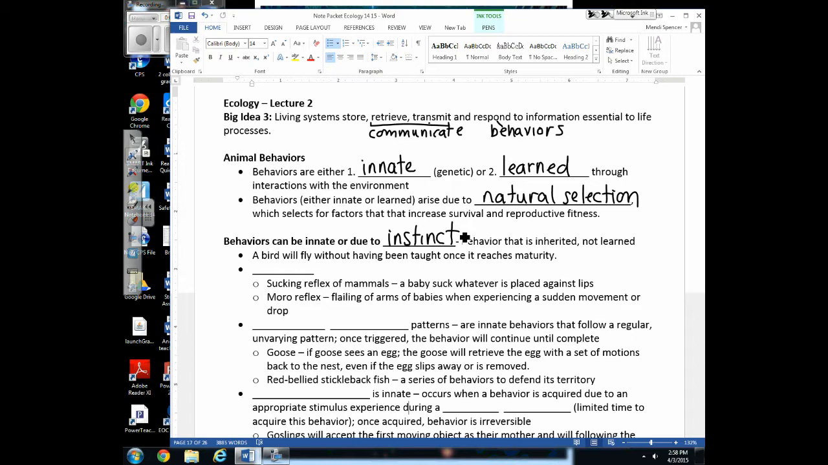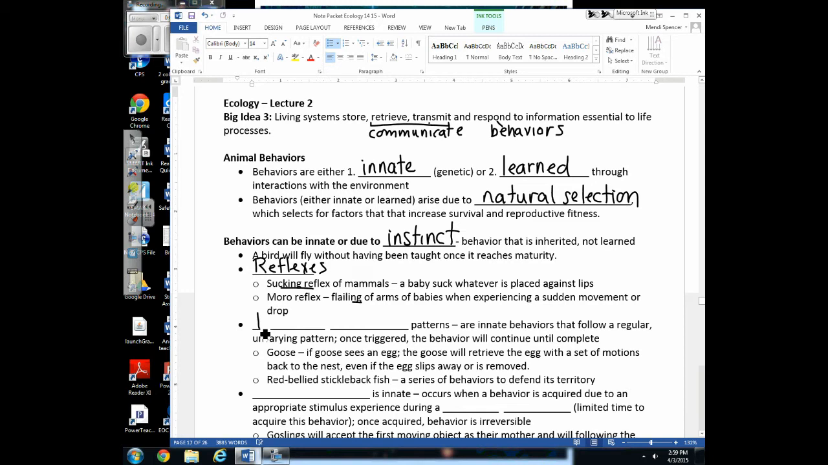There's many reflexes that we have that are considered innate behaviors. We are born with the ability to do it. All mammals have a sucking reflex, so they're able to nurse within minutes of being born. Humans have what's called the Moro reflex, and so if a baby experiences a sudden drop or a sudden movement, then they'll flail their arms out sideways, and that's what is known as the Moro reflex.